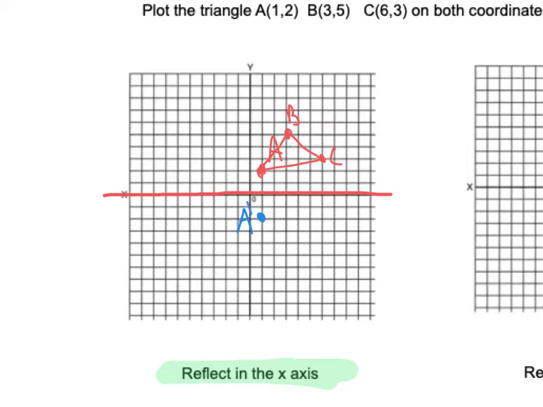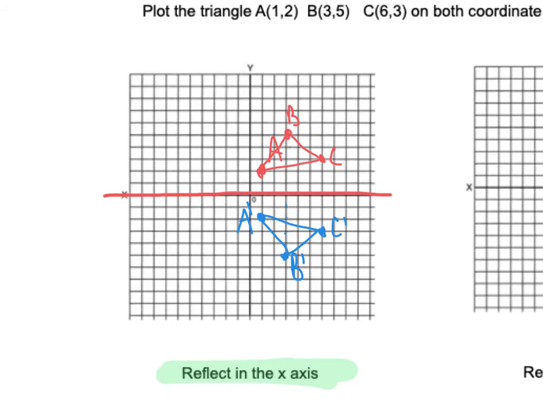B is 1, 2, 3, 4, 5 units above. It's going to stay on that same line and just be 1, 2, 3, 4, 5 units below the x-axis. And C is 3 above, so it's going to be 3 below. So when you reflect across the x-axis, it looks like that.